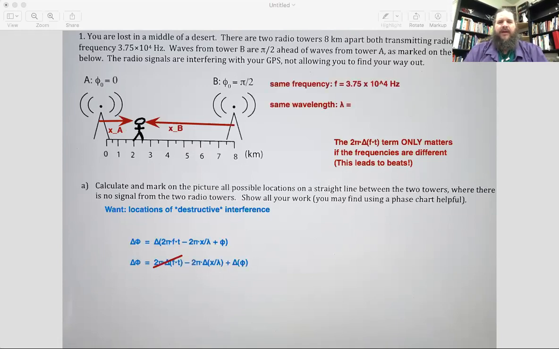How could we relate the wavelength to the frequency? How are wavelength and frequency related to each other? V equals wavelength times frequency. Yeah, wavelength times frequency equals the speed of the wave. And we know the frequency here, so we can just divide both sides by frequency to find the wavelength. Wavelength equals speed over frequency. And what's the speed of the wave here? What kind of wave is this?